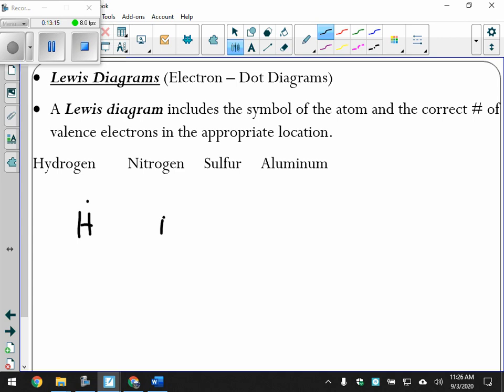Okay, nitrogen. Now, again, we only care about valence electrons.